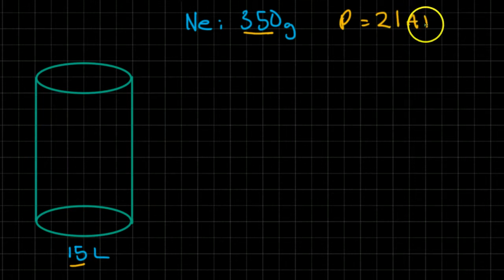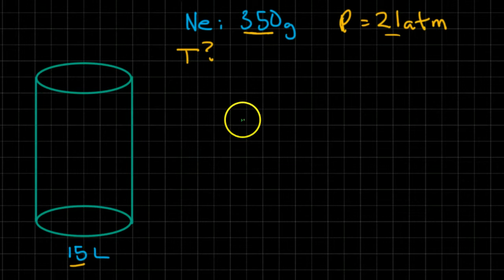Okay. I was just getting all the pieces together in my head. That shouldn't really be capitalized, but, well, sure, we'll be the chemistry grammar Nazis. ATM. There we go. Okay, so the pressure in this container is 21 atmospheres. It's 350 grams of it, and there's 15 liters. And I want to know, how hot is it in there?